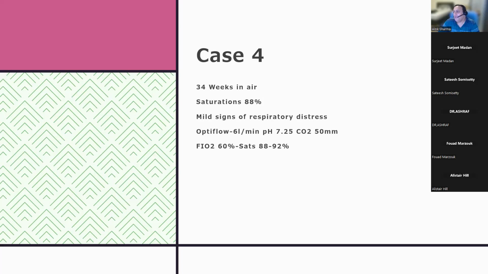At about 2 hours of age, the baby's on 6 liters of Optiflow. The first gas, which was done at about 60 minutes, was a pH of 7.25 with a CO2 of 50 and a base of -7. In kilopascals, that'll be 7.5 kilopascals. The baby's currently in 60% FiO2 and has sats of 88 to 92%. Is there any other history that you'd like?